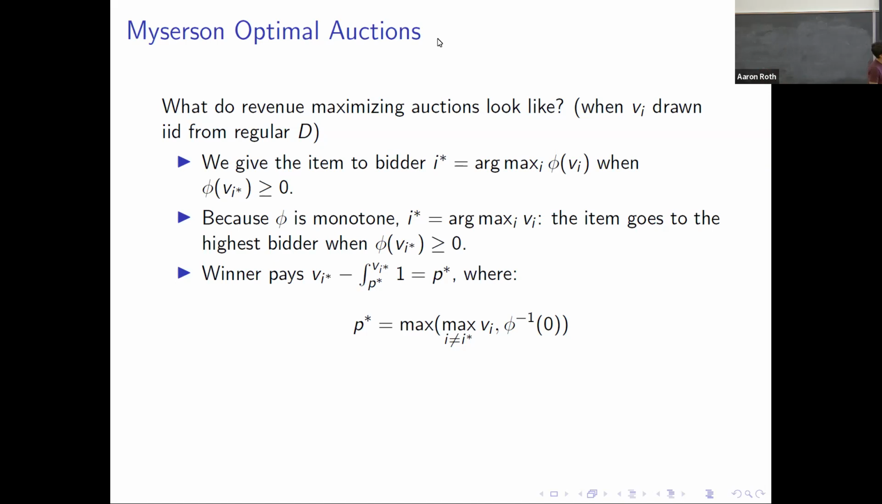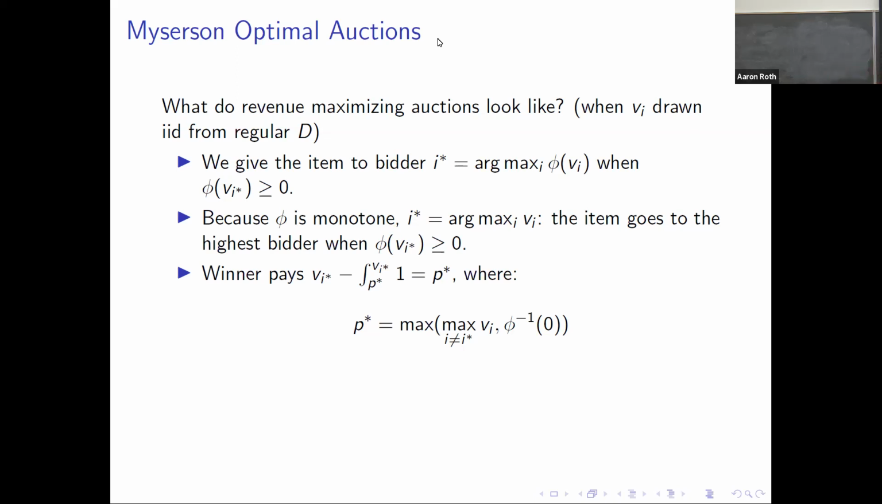But here, you could have bid more than the second highest bid and still lost the auction. How? Well, if you had bid higher than the second highest bid, say you're the high bidder, but your virtual value was negative, then you still would have lost the auction. I wouldn't have given the item to anybody. And so the lowest bid that would have caused you to win, which is the amount of money you need to pay, is whichever is larger.